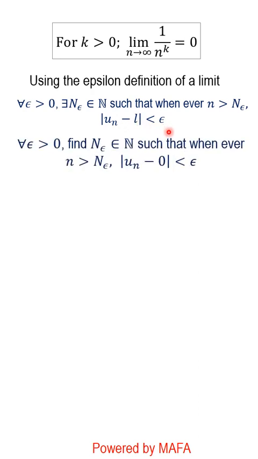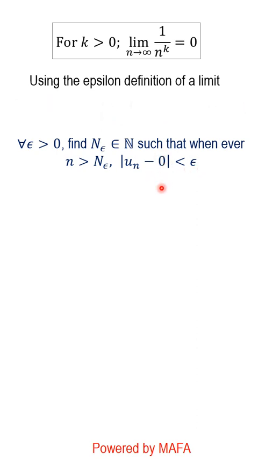Now in this case our L is equal to 0 because it is the limit, so we are going to write the definition in this way. For every epsilon that is greater than 0, we need to find an n epsilon which exists, such that whenever n is greater than n epsilon, the absolute value of the sequence minus 0 is less than epsilon, since 0 is the limit.